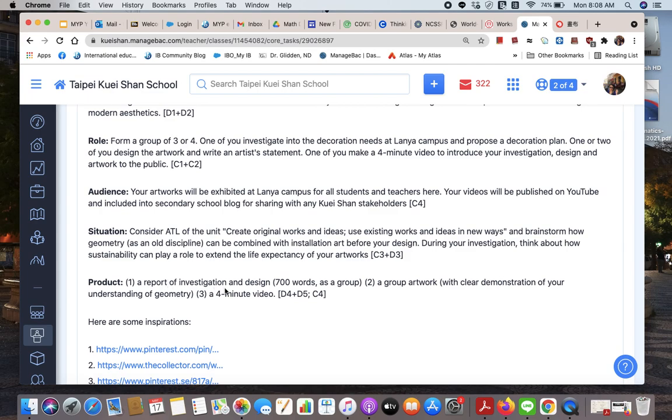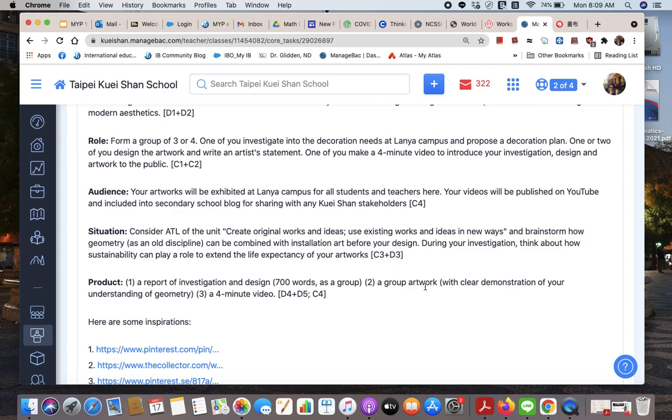Number one, a report of investigation and design. I don't want a long paper; 700 words would be enough. As we did in the past few units, you want to have clear visuals to show your design. I don't want a long reflection focusing on what I learned about the process. I want it to be mathematical, meaning I want to see your understanding of geometry. We'll be talking about some software throughout the unit for you to design precise geometric shapes, but just leave it here for now.